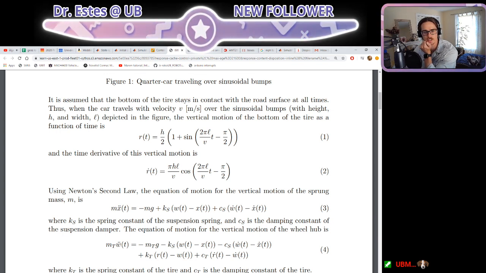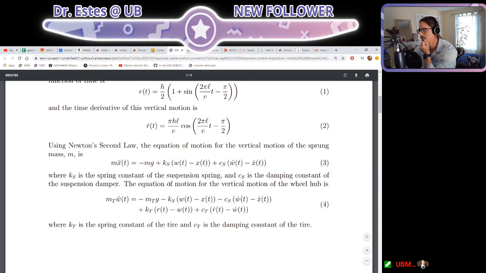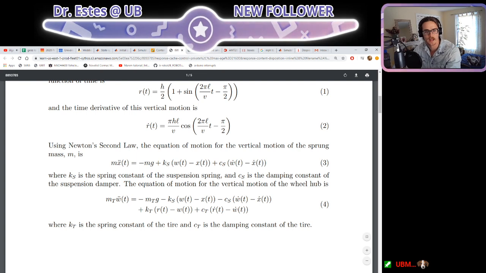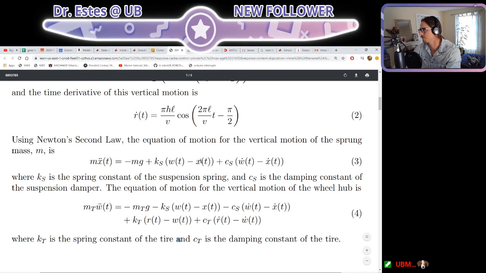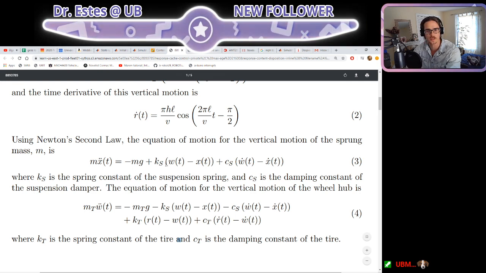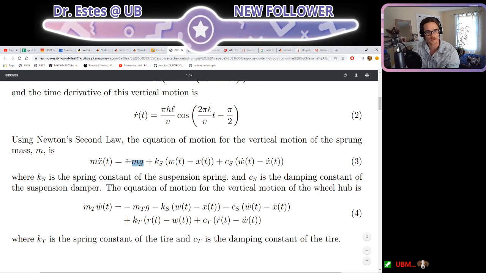So this is an expression for the motion of the road as we travel over it. Next, we have, using Newton's second law, the equations of motion. So this first equation, equation 3, you get from summing up all of the forces acting on the sprung mass. So the weight of the car, mg, is going to be pulling it down.